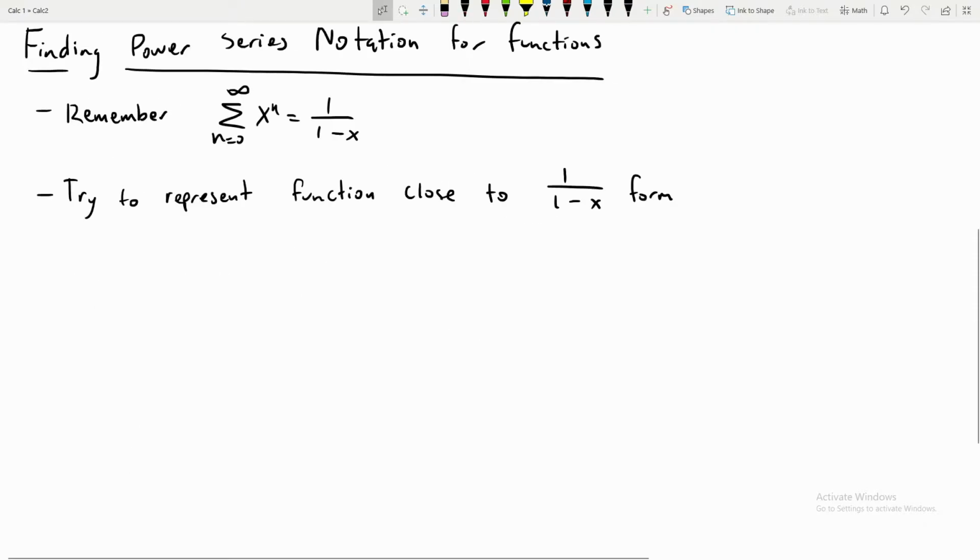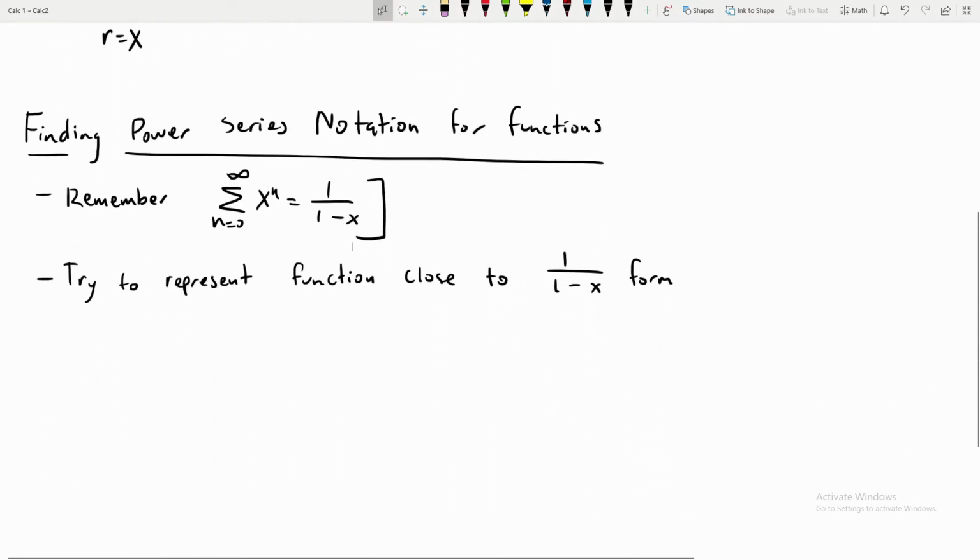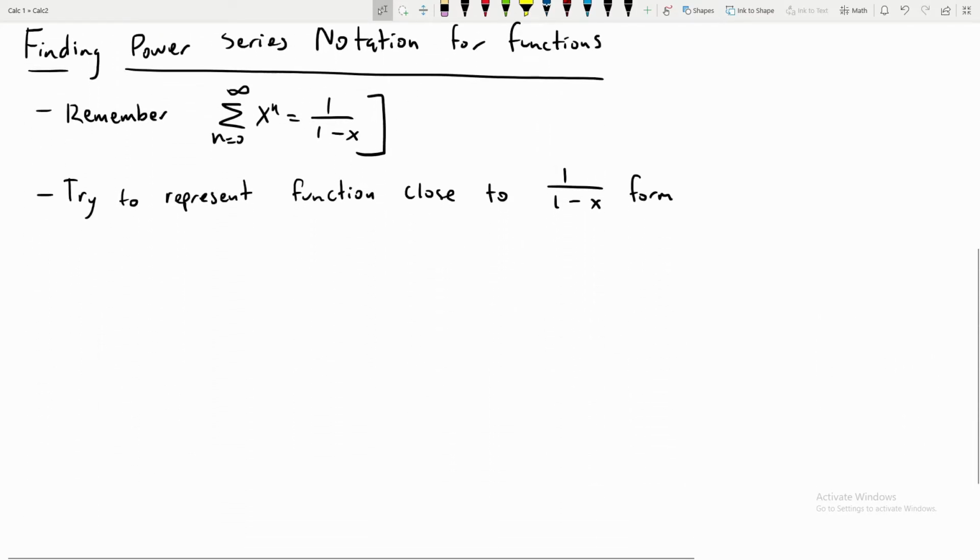To find the power series notations for functions, there's kind of two steps. It's really not that difficult. Basically, all we've got to remember is this little thing right here. And again, I've shown you how we can come back to that. If we really need, we can just think about our geometric series and then work forwards to find the power series sum, which would be equal to 1 over 1 minus x. Then we just need to remember that, and try to represent the function close to this format. And I'm going to give a few examples and show you how we're going to do that.